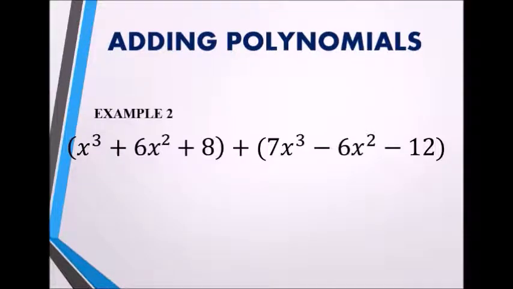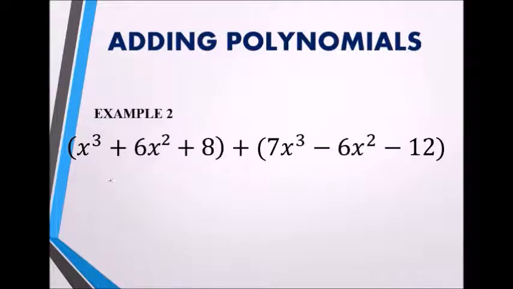Next, let's proceed with the second example. So we have here degrees of 3, 2, and 0. The second polynomial, we also have degrees of 3, 2, and 0. So let us add. So let us use another method.